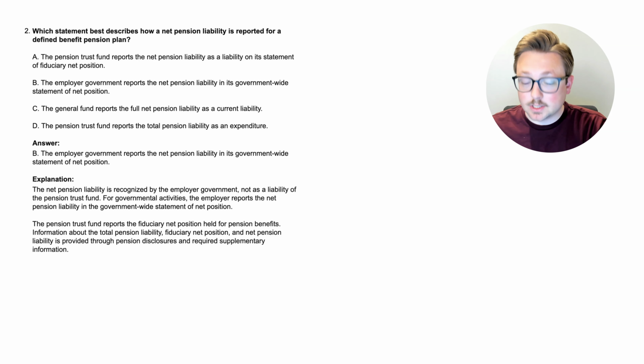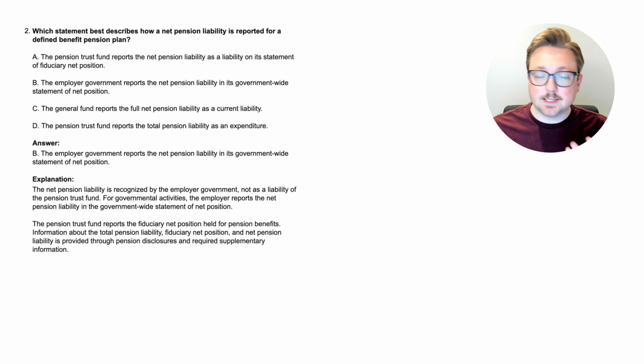The pension trust fund is the one that's keeping track of the fiduciary net position, which is different. So just make sure that you understand that distinction. When we're just talking about the net pension liability, it's in the governmental activities or the government-wide statement. But if we're talking about the fiduciary net position, that would be in the pension trust fund. So just learning some distinctions, some differences here. Now let's go to the next question.